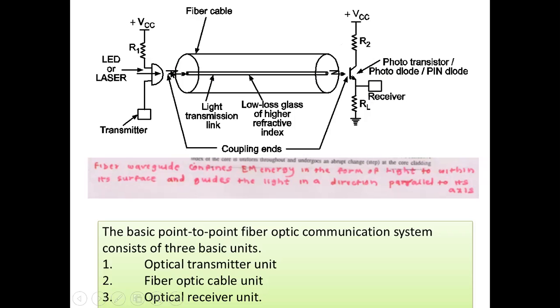So the transducer which is used at the transmitter end is an LED or laser, which converts electrical information into light, and at the other end light is converted into electrical information with the help of devices like a phototransistor, photodiode, or pin diode.